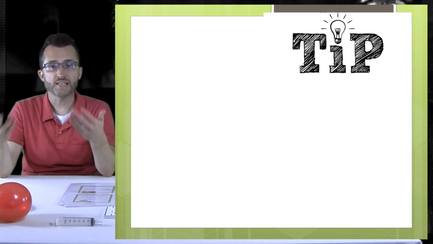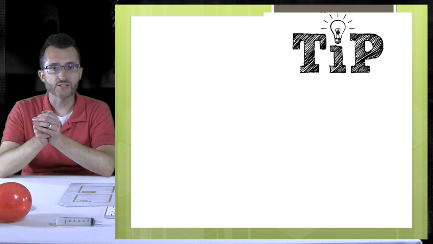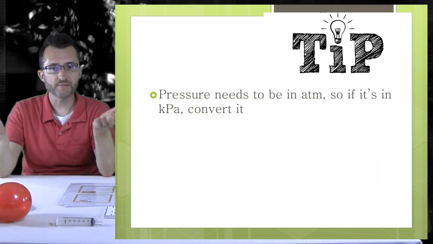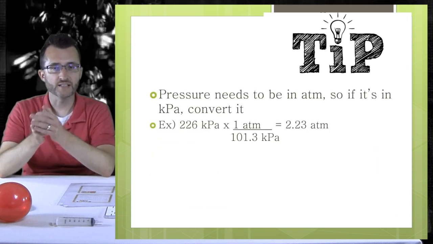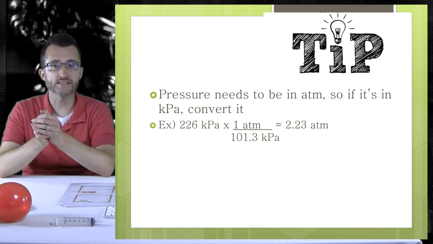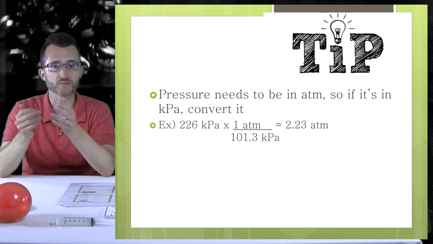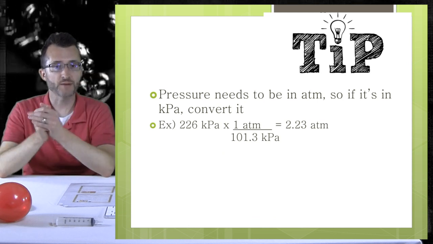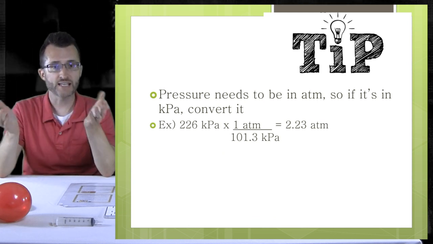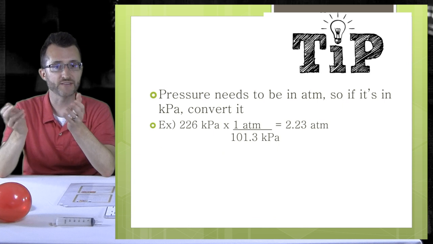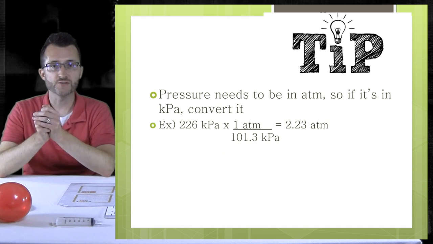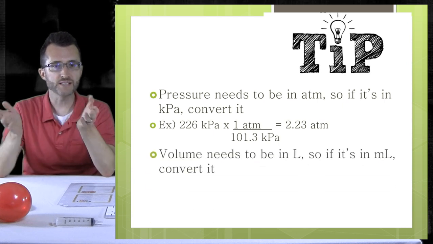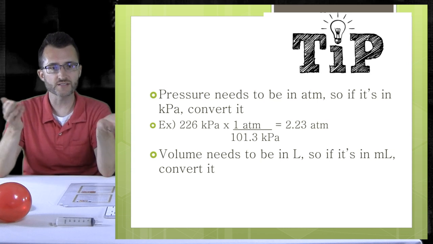Let's continue with some tips on using the ideal gas equation. Pressure needs to be in atm, so if it's in kPa, convert it. And if you look at the example, we have 226 kPa given. We multiply by 1 atmosphere over 101.3 kPa because those both represent standard pressure. Our kPa units cancel out, we're left with atm. We get 2.23 atm.